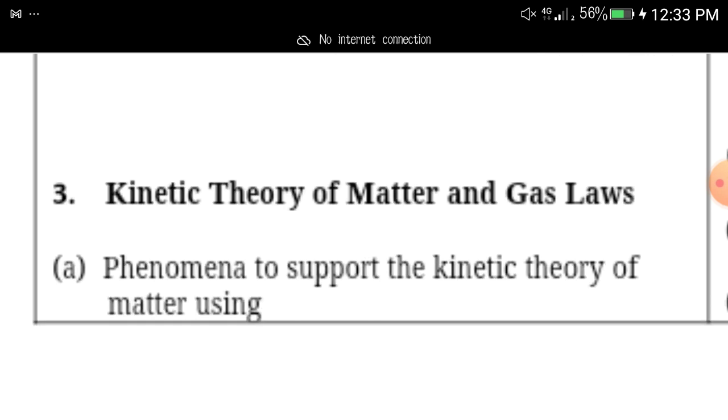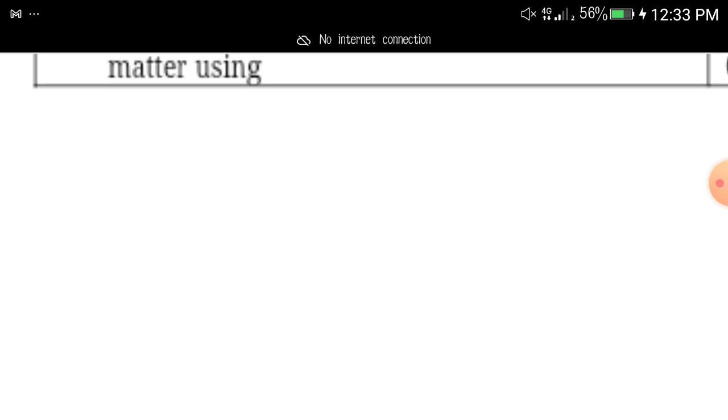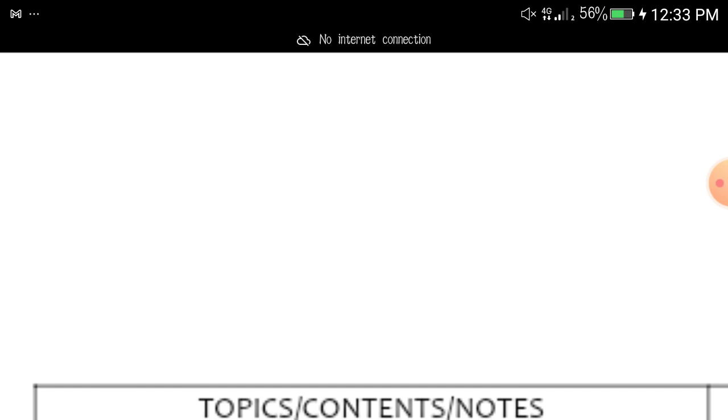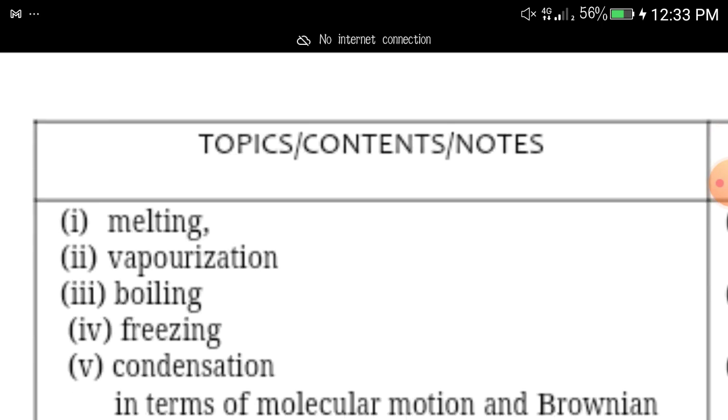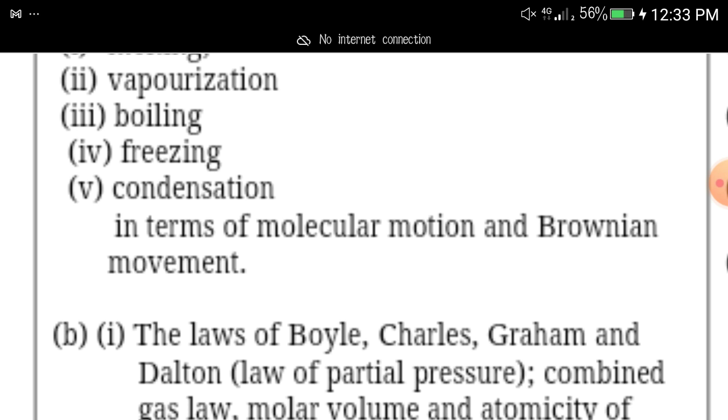The third topic for chemistry this year is kinetic theory of matter and gas laws. If you go to your chemistry textbook, you should be able to find these topics.